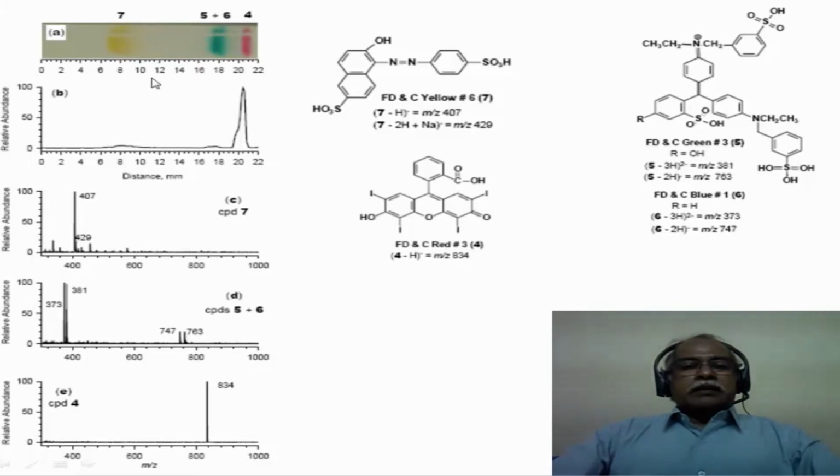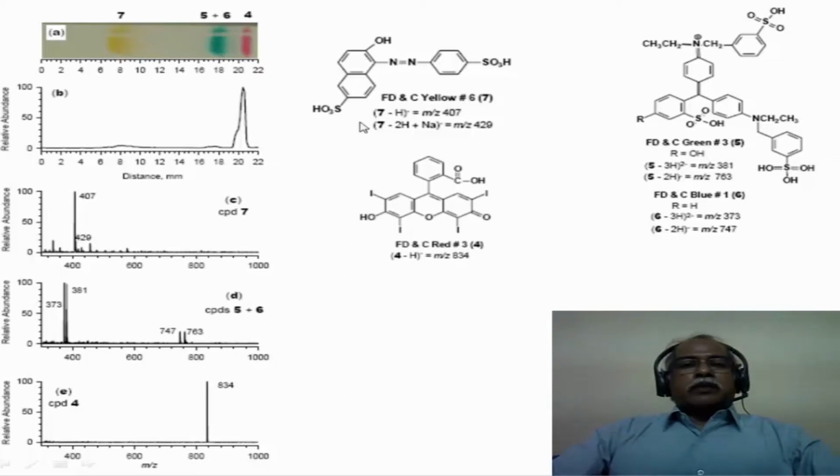Now as the distance of the TLC plate is moved from one spot to another spot, each one of the spots is analyzed by the electrospray ionization mass spectrometer. For example, this is the electrospray ionization mass spectrum of compound 7, which is this yellow color substance, an azo dye with a sulfonic acid derivative, and you can see the molecular weight is 407. There is a base peak at 407, then 407 plus the sodium ion, which is 23, corresponding to 429, which is also seen in the mass spectrum.